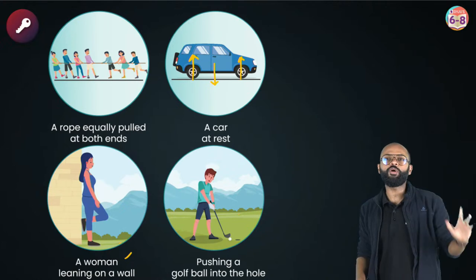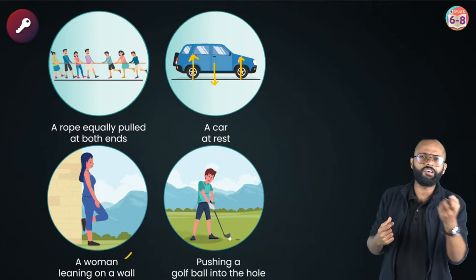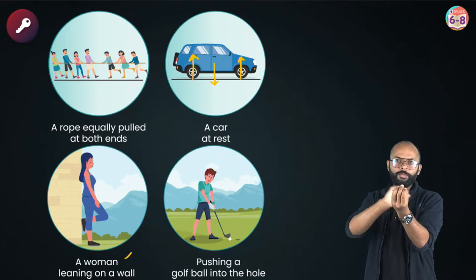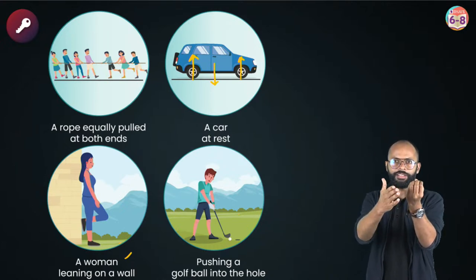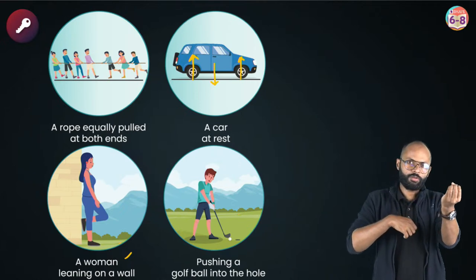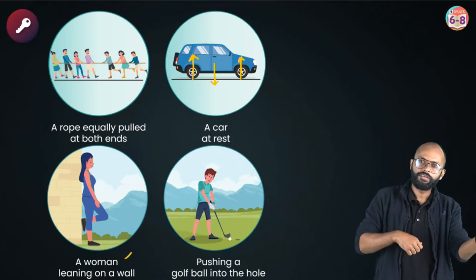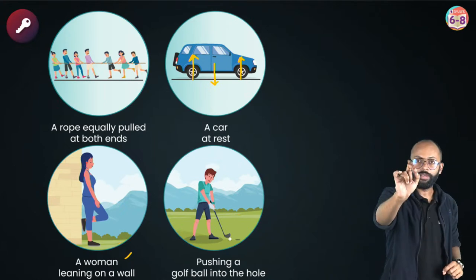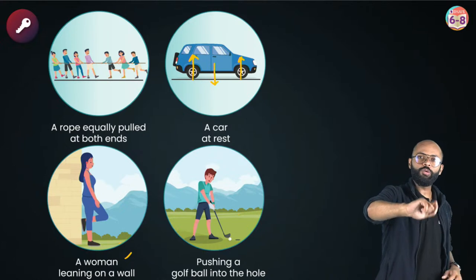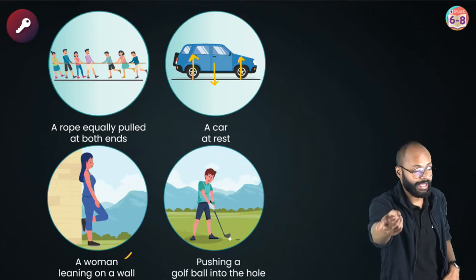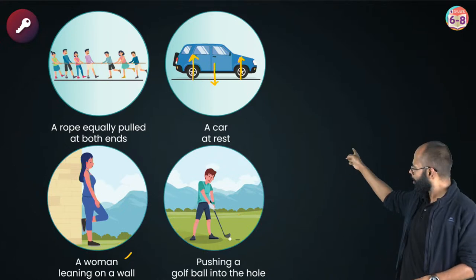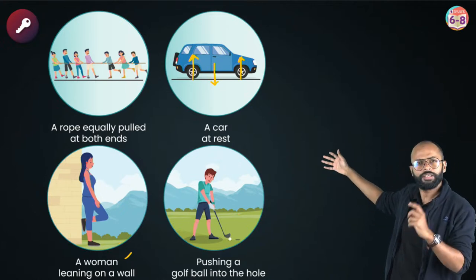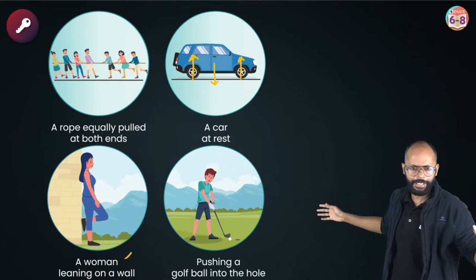Last, pushing a golf ball into the hole. Now the golf ball, golf ball is sitting. If you want to put this ball into the hole, what will you do? You will take the golf club and you will hit the ball. The ball will go and then right, it will get in the hole, right, hai na. So that's why putting a golf ball in a hole is where unbalanced force is there, but apart from that in all the other three there is no unbalanced force, all these forces are zero, net force is zero, clear.